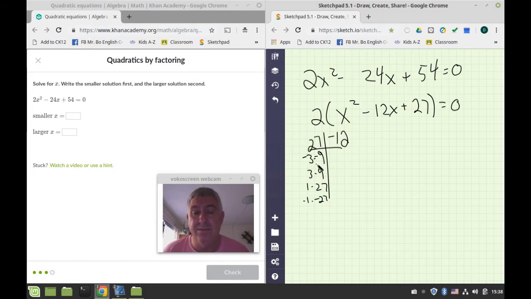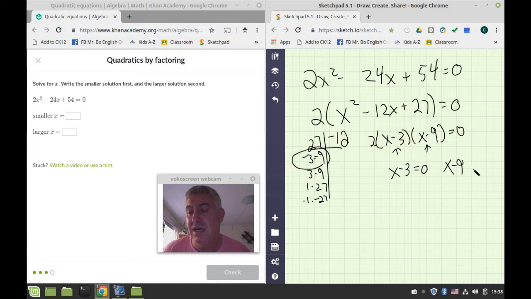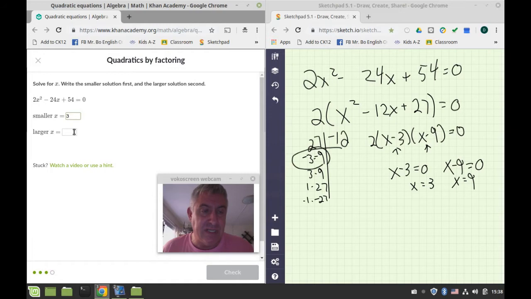So obviously our negative 12 comes from this one, so we have 2 times x minus 3 times x minus 9 is equal to 0. So from zero product property, I know that's 0 or that's 0. So I have x minus 3 equals 0, or x minus 9 equals 0. So x is equal to 3, or x is equal to 9. So then I have two numbers, smaller one first. These are not negative, so it's a lot easier to understand. And there we go. And that's our second video in quadratics by factoring.